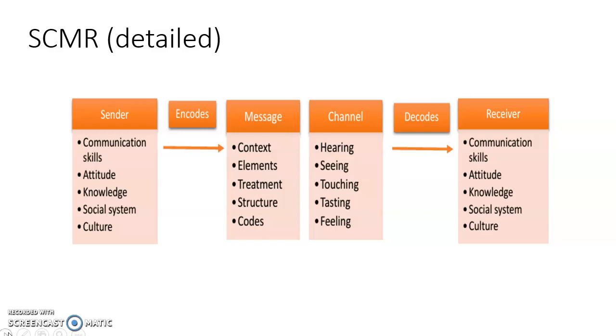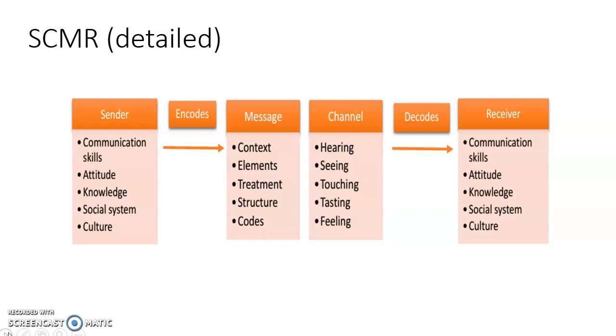Okay, the message will be the content or the elements of it, the structure, the codes that we put into it. The channel, as I've said, involves hearing, seeing, touching, tasting, or feeling. So it might only be one of those things, or it might be a combination of those things. And then that message gets to the receiver, who now has to decode that information. And again, it will depend on the receiver's communication skills, his or her attitude, the knowledge that that person has, the social system that they come from, or the culture that they come from.